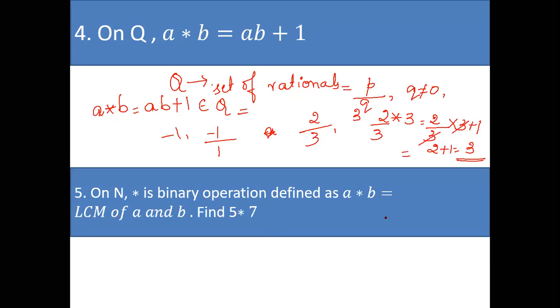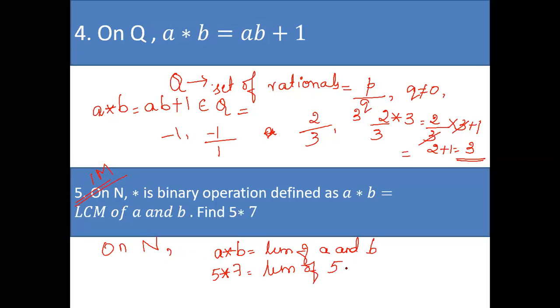Okay, next question. So here you don't have to say whether it is a binary or not, you just have to find the value. So the binary operation is defined on the set of natural numbers. How is it defined? A star B is equal to LCM of A and B. Okay, and remember this question has been repeated many times for one mark. Now what we have to find? We have to find what is 5 star 7. Substitute. So it is LCM of 5 and 7.